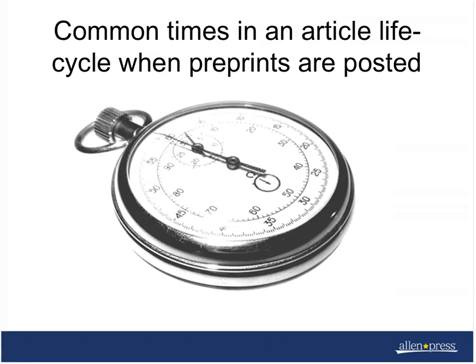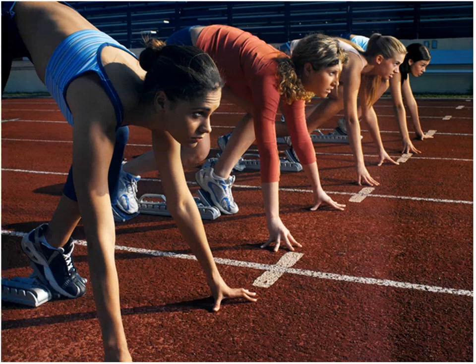Now I'd like to discuss some common times in an article life cycle when preprints are typically posted. The first stage when preprints are typically posted by a publication is at the accepted manuscript stage. At Allen Press, we call posting preprints at this stage advanced dispatch, as the article comes directly from an online peer review system and is posted via automation to the online publishing website. This is the fastest possible method of posting a preprint for most publications.